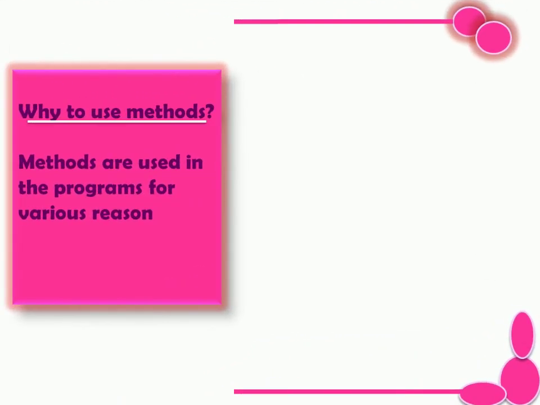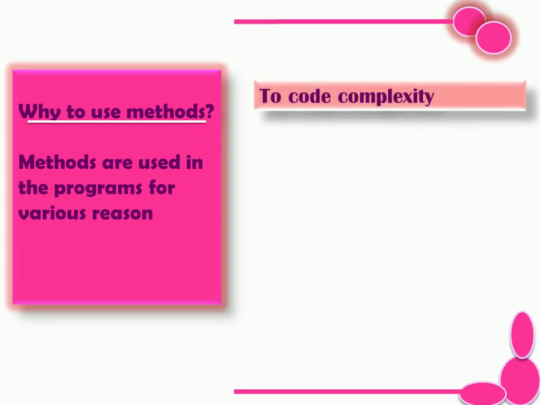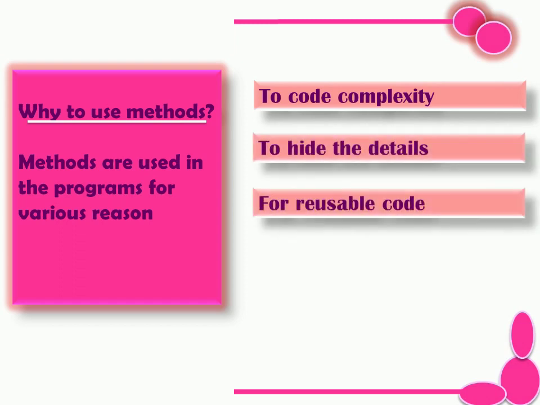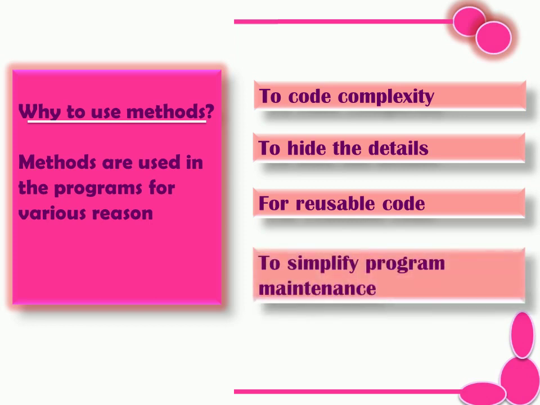Why do we need to use methods? Methods are used in a program for various reasons. Let me see what the reasons are. First one, to avoid complexity, and we can also hide the details in the program, and we can also reuse the code for some other process, and to maintain simplicity in the program.